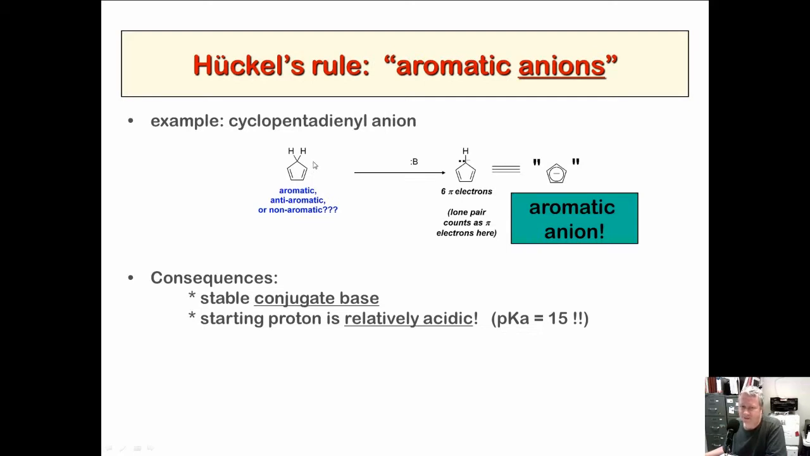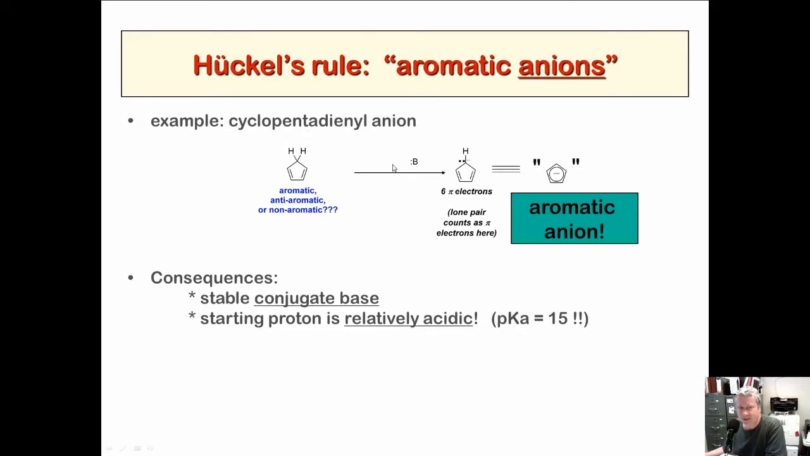What's 10 to the 45? Can you write that number on your paper? It's 1 followed by 45 zeros. That's how much more acidic this is than cyclopentane. So this is insanely acidic. And why is it so insanely acidic?